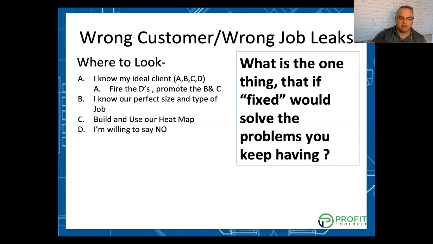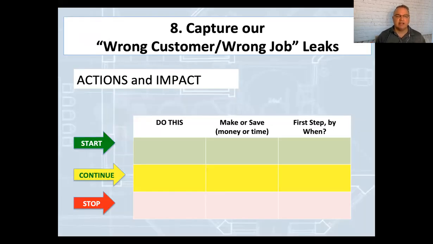All right, so this is the famous start, stop, continue exercise. How do we capture our wrong customer, wrong job leaks? So right now in your books with your pen and paper, please answer the following questions. Based on what you learned today about the leaks that we have in our construction business, around having the wrong customer or the wrong job, what are you going to start doing differently? So write that in that left column.